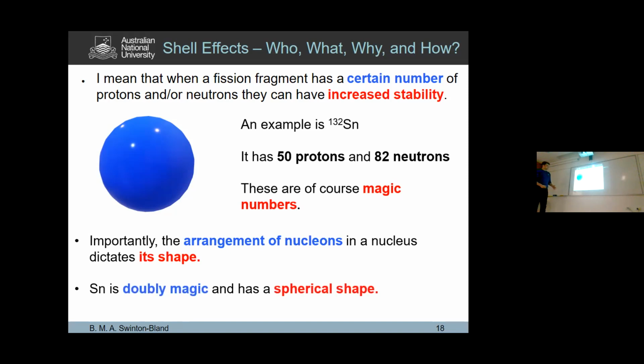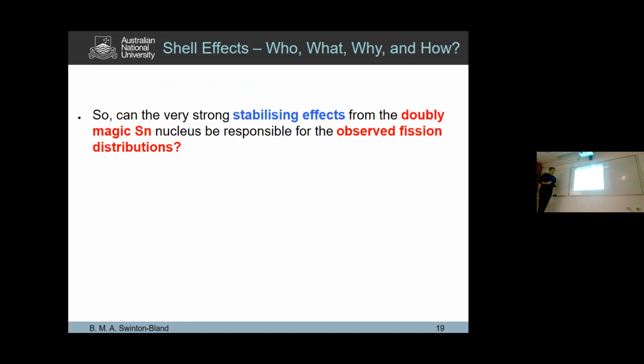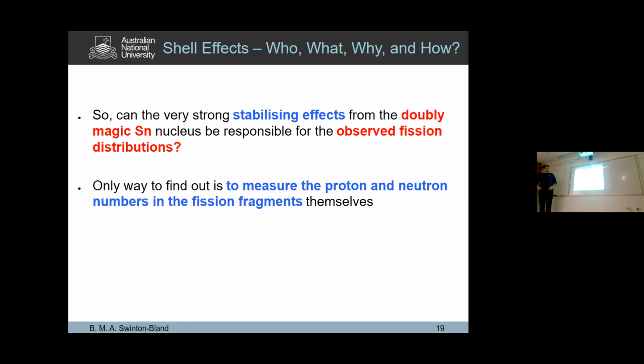Okay, great. So can we say something about this? Can we say that there are very strong stabilizing effects from, say, a doubly magic tin nucleus, or at least these magic closed shells of protons and neutrons? It may be responsible for the observed fission mass distributions. Is this causing one of the nuclei to gain stability and then break apart? Well, there is one way to answer this, and that is to measure the proton and neutron numbers in the fission fragments themselves, and to track and see how these change and how these correlate with known shell effects.